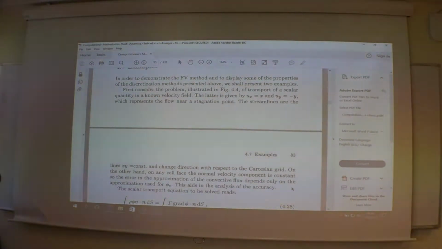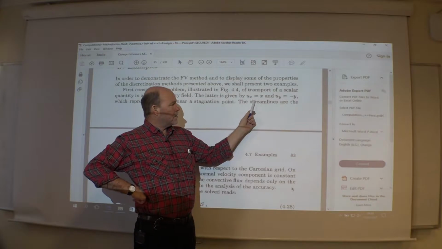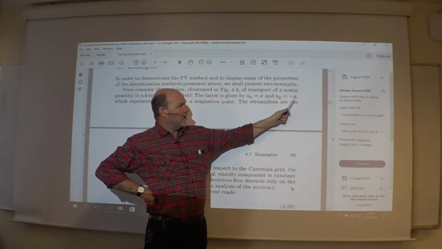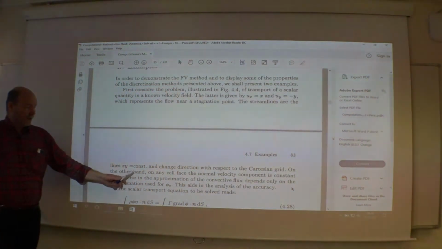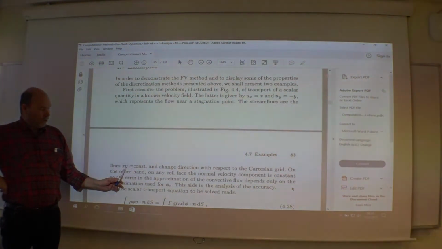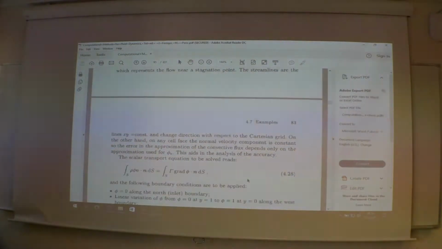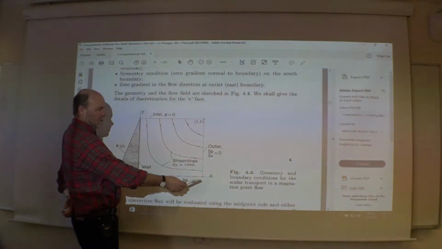It's a classical 2D case. X velocity goes like x, y velocity goes like minus y. So the stream function will be x multiplied with y. So the streamlines will be, say, hyperbolas, y equals 1 over x. So the flow solution will look something like this. We know the velocities. So here are the streamlines.